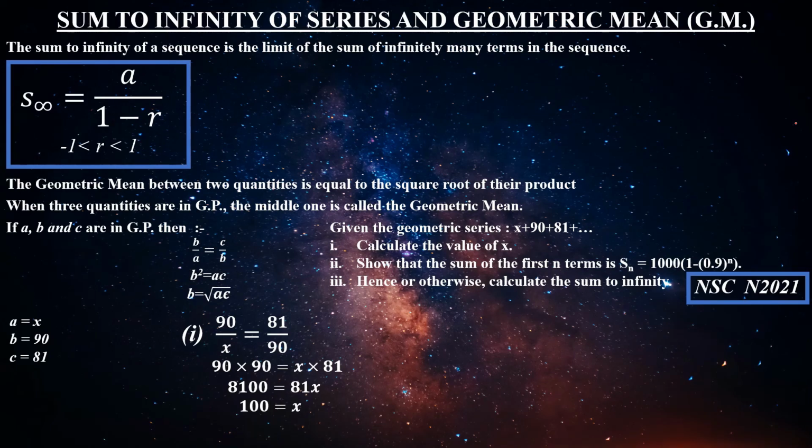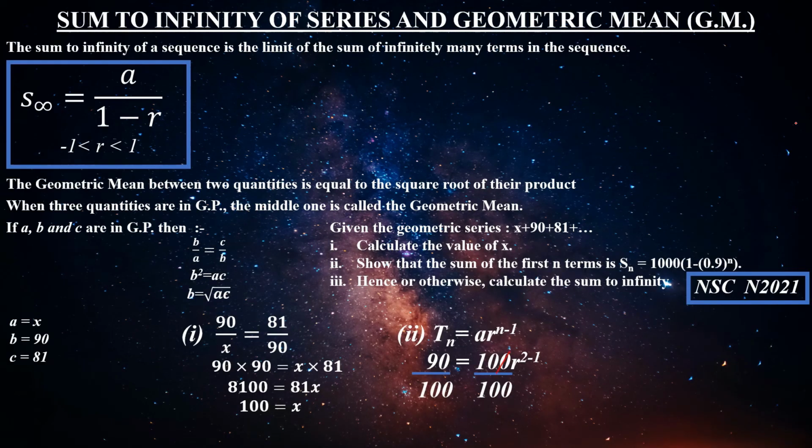Okay, and now I want to show that the sum of n terms is given by 1000 brackets 1 minus 0.9 to the power n. Right here we have the first term, that's good, but where do we have r, the common ratio? So let's use what we have to find r. You can use the third term or the second term, so I'm going to choose the second term. The second term is 90, the first term is 100, and n will be equal to 2 since I've used the second term. So I'm going to have 2 minus 1, and I'm just going to divide both sides by 100.